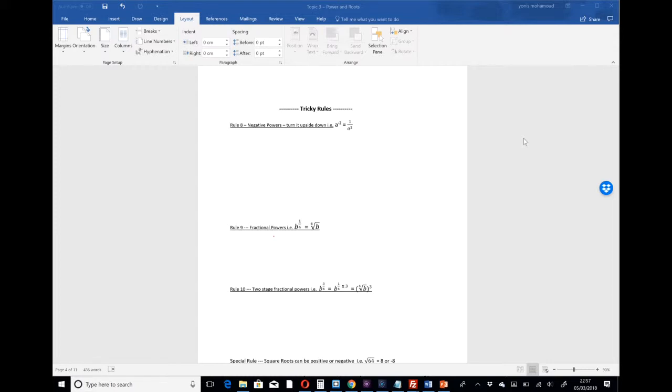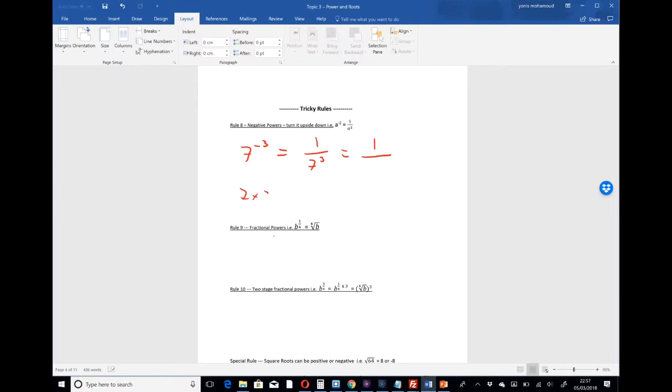So suppose you had 7 to the power of minus 3. What you're going to have to do is write 1 over 7 to the power of 3. And we're going to have to work out what 7 to the power of 3 is.